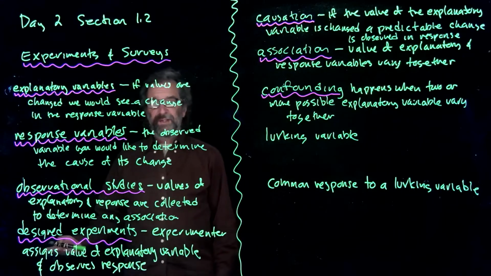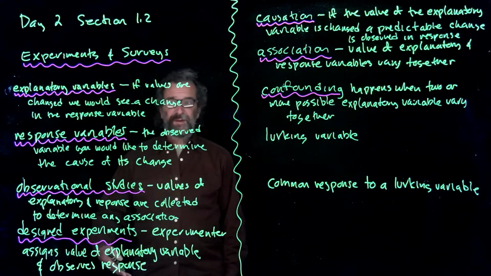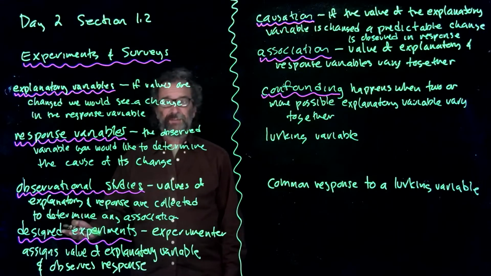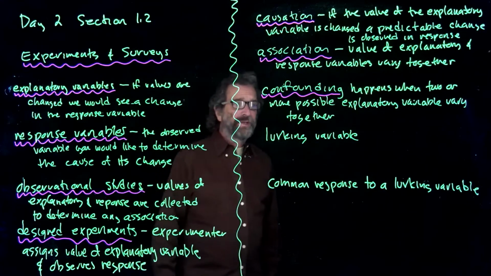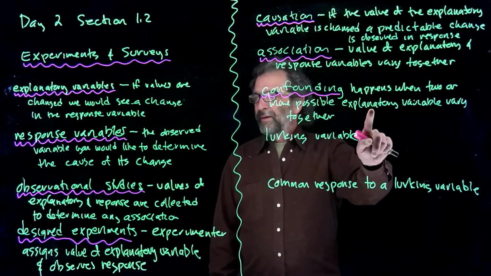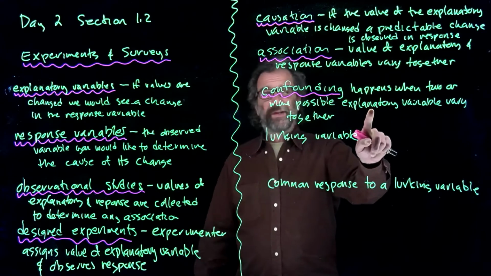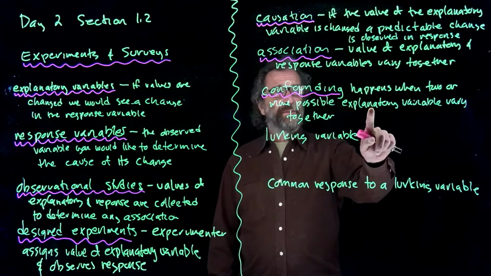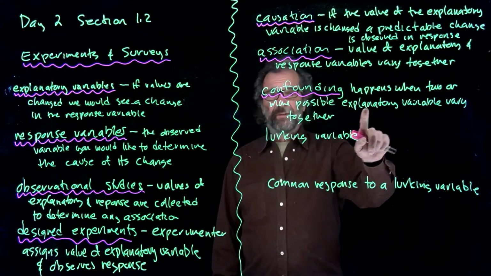So are the police causing accidents? Probably not. Is the more traffic causing accidents? Probably so. Ordinarily, police would reduce the number of accidents, but we might not see it. So that's confounding: two or more possible explanatory variables. Possible explanatory variables for car accidents would be the number of cars on the road and the number of police on the side of the road. And they vary together. So we have confounding.